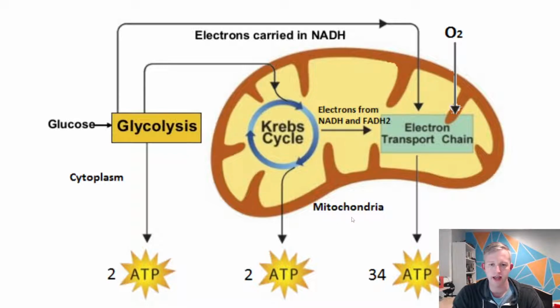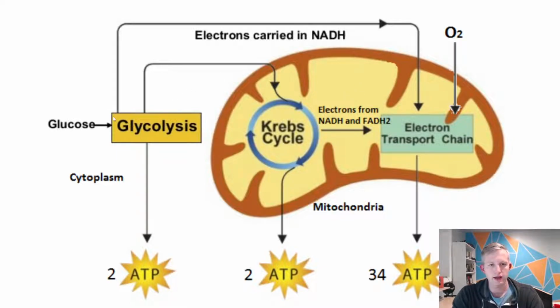So the mitochondria has an outer membrane on the outside, and then maybe the outside of this yellow part you could think of as a second membrane, and that's where the electron transport chain is actually occurring. The Krebs cycle is occurring in this yellow region, which we call the matrix.